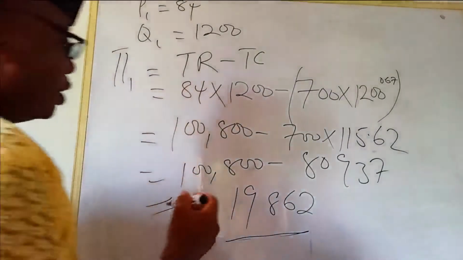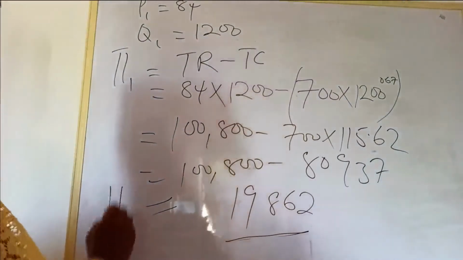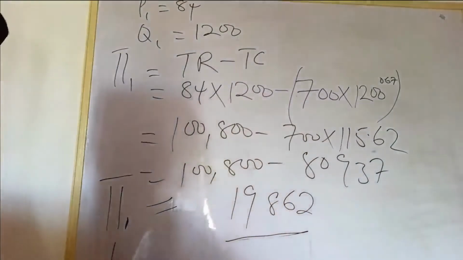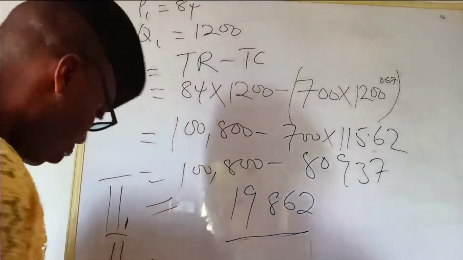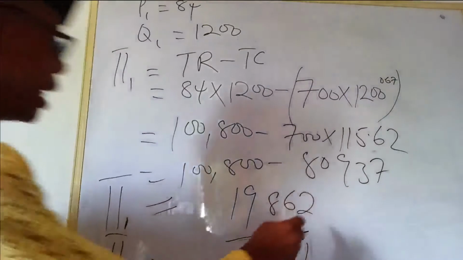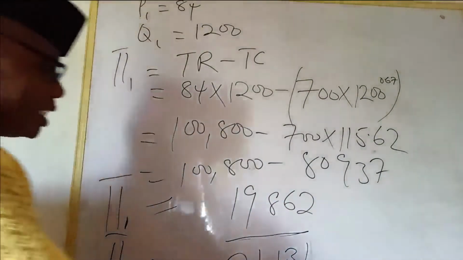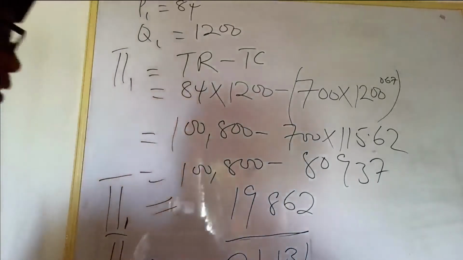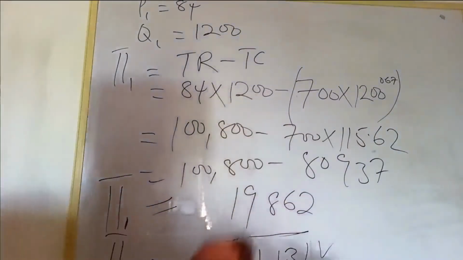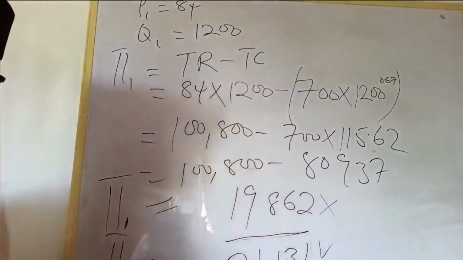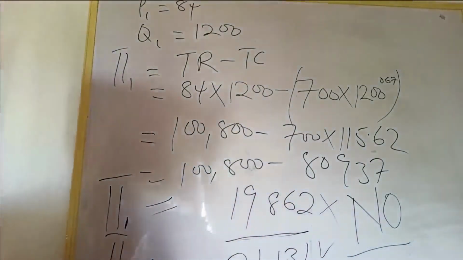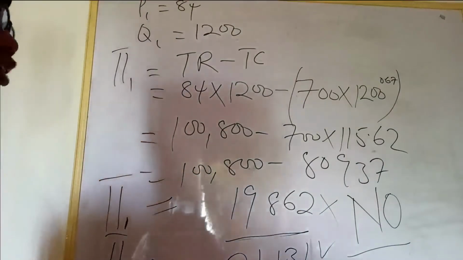If you compare our first, this is the second profit, pi subscript 1, and the first one we had, pi subscript naught, was 21,131. When you look at these two, you realize that this one is quite higher than this. The firm is making a higher profit in this case. So the first option should be followed. The second option should not be followed. So your answer should be no.